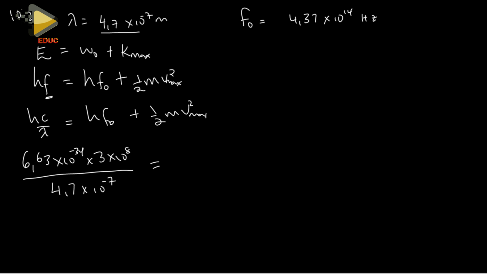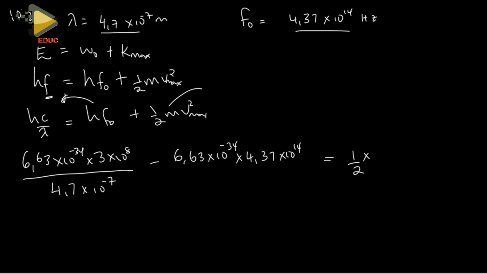Let me subtract the same term, because when I move this, it's going to be subtraction. So 6.63 times 10 to the negative 34 multiplied by the threshold frequency, which is 4.37 times 10 to the 14. This must give us a half multiplied by the mass. Now this mass is the electron mass, which is 9.11 times 10 to the negative 31 v squared max.